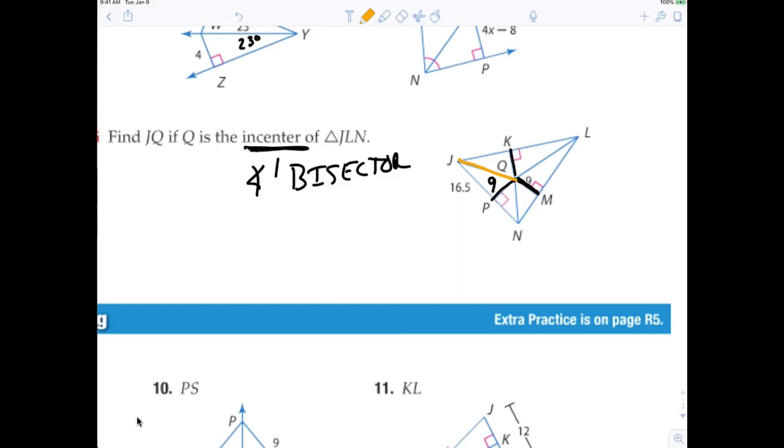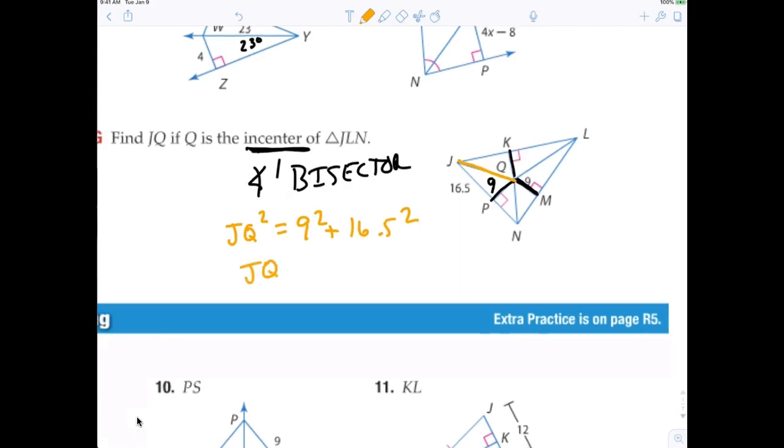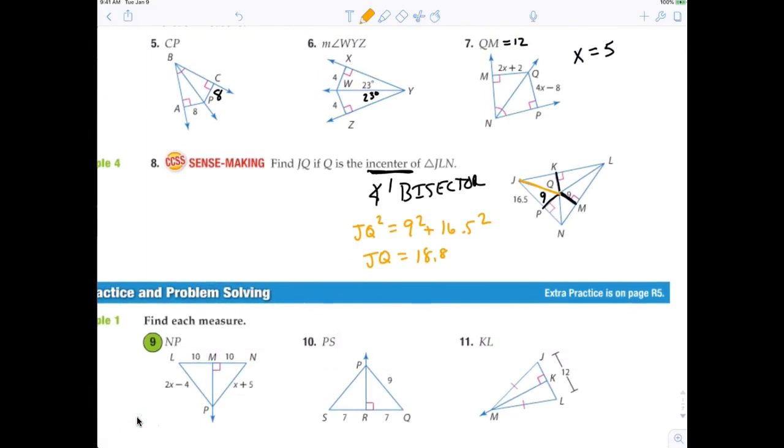Yes. All we're doing to find JQ is we would say JQ squared is equal to 9 squared plus 16.5 squared. So somebody take out their calculator and go ahead and do. JQ, you're telling me is about, is it? Wait, no. It's 18.79. 18.8. All right, it's 18.8. Now again, a lot of the work is dealing with right angles. So a squared plus b squared equals c squared is going to be kind of important. Any questions with that?